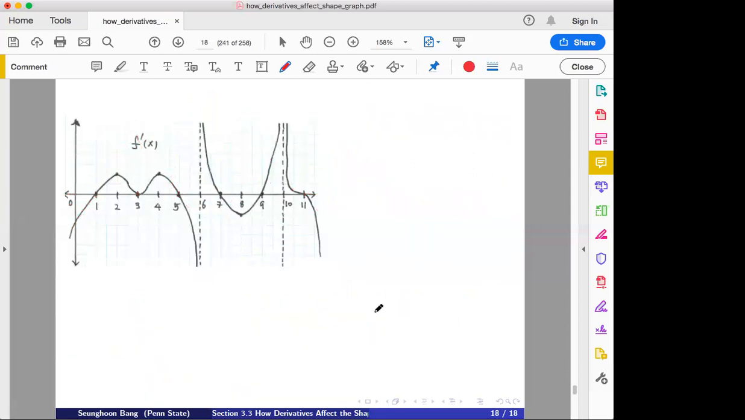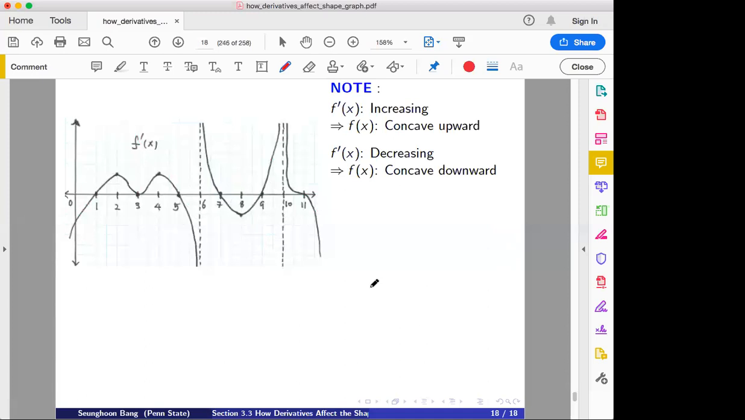The next, concavity. How can we check concavity? We can use the previous result. This is a very important thing. If f prime of x is increasing, f of x is concave upward. If f prime of x is decreasing, f of x is concave downward. We can use this result.